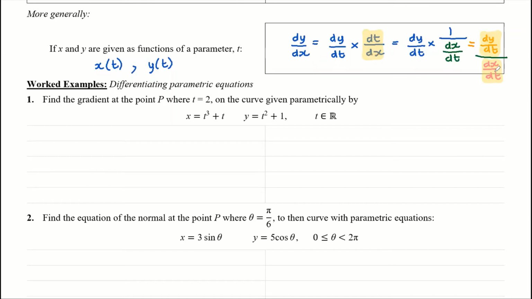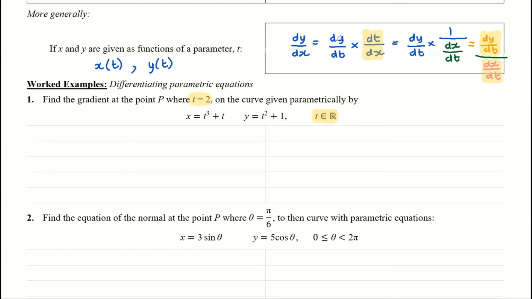So let's have a look at some examples. We're going to have a go at differentiating some parametric equations and in some slight context as well. So for worked example 1, we have to find the gradient at a particular point P, where t is equal to 2. We mustn't forget that. And we've got this curve expressed parametrically. Okay, and just keep an eye on the range of values of t, which in this case is all real numbers, which is why I said r by mistake. All right, let's go straight into it.